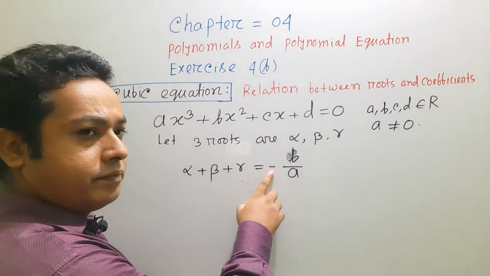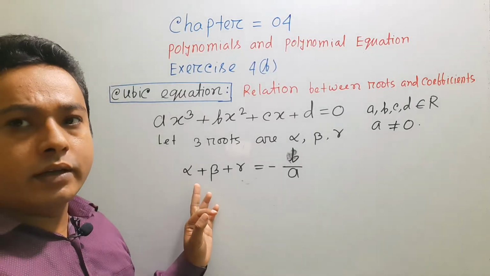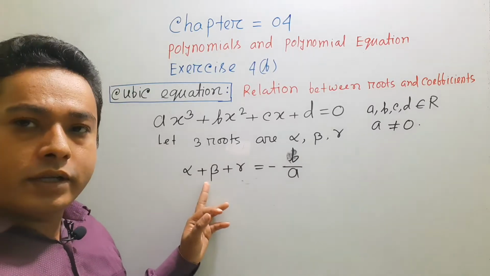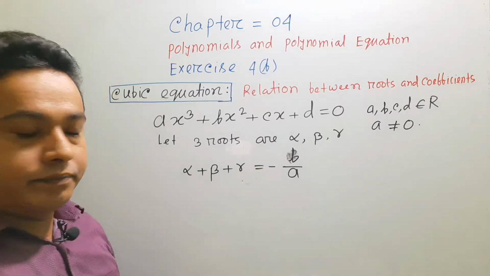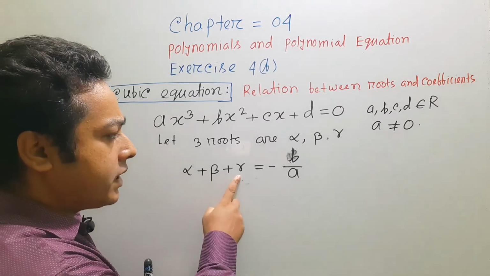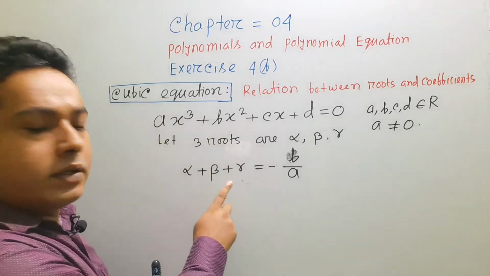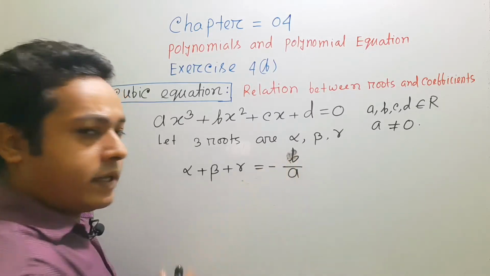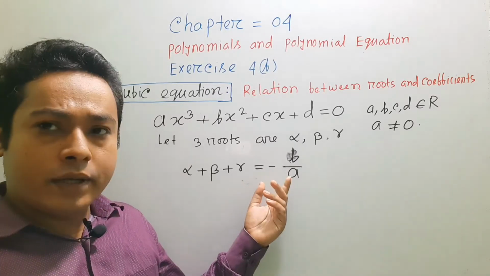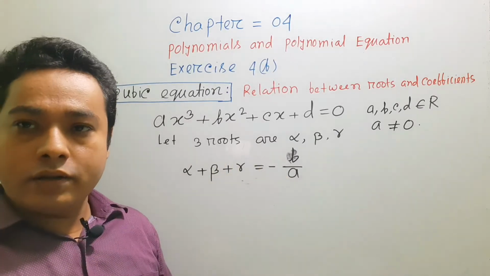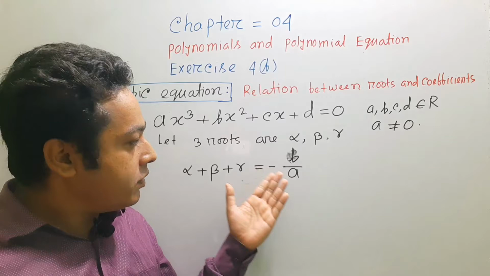Why is this negative? Just think: if the number of roots taken is odd, then the sign will be negative. That's why alpha plus beta plus gamma is equal to minus b by a. How can you think when the negative sign will be applicable? If the number of roots taken is odd, then it will be negative. If the number of roots taken is even, then it will be positive.